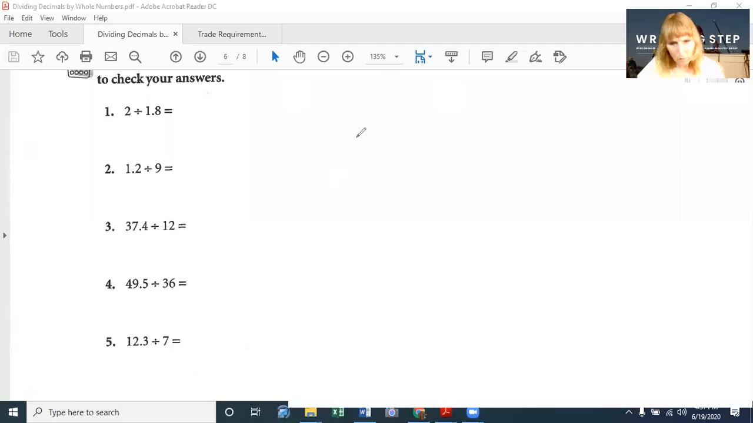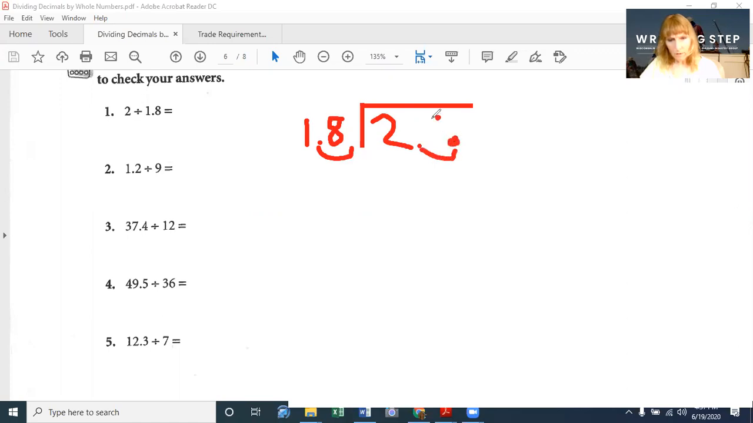2 divided by 1.8. So we're going to go up and over. 2 goes on the inside. It's the first number there. We're going to divide it by 1.8. First step is to move our decimal to the right. So we have a decimal here. We have to move it 1 to the right. So now the new decimal is going to go here. And we have to fill in the empty space with a 0.